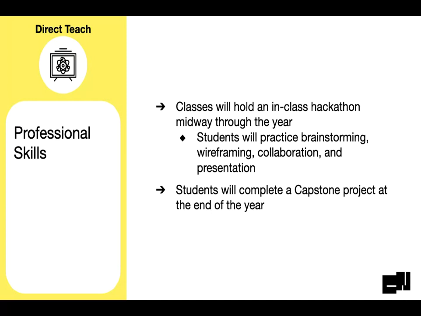Changes to professional skills is that classes will hold an in-class hackathon midway through the year. Some classes did this year, but not all of them. Students will practice brainstorming, wireframing, collaboration, and presentation during this hackathon. Students will also complete a capstone project at the end of the school year. More details to come on this later.